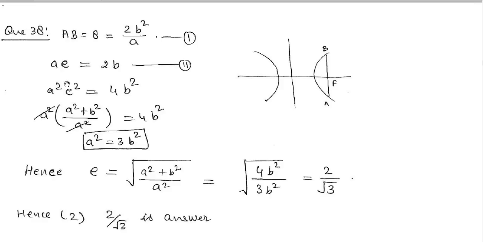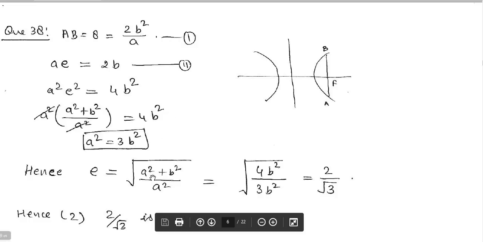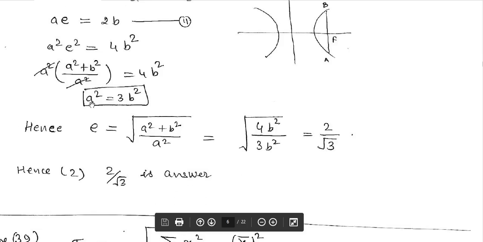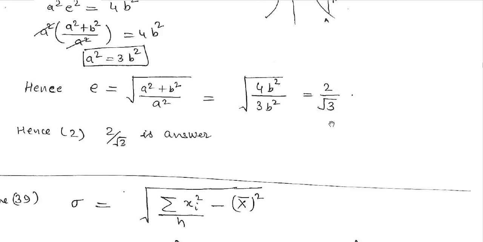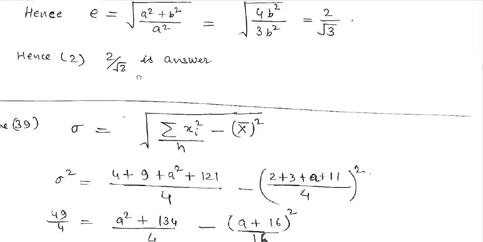Now if we square this, we get 4b square, and for e square we have the relation a square plus b square. This will get cancelled and we get this value. Since we need to find the eccentricity, we know the formula for e is this, and we have just replaced a square by 3b square, so we get this, and hence we get the value 2 upon root 3. Hence the eccentricity is 2 upon root 3.